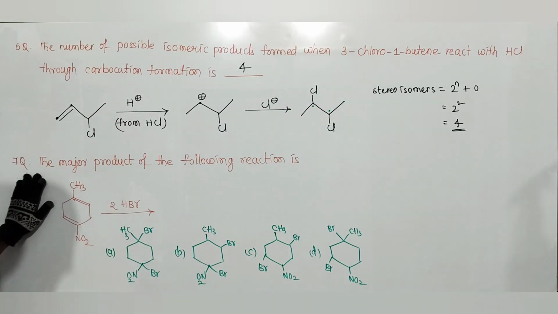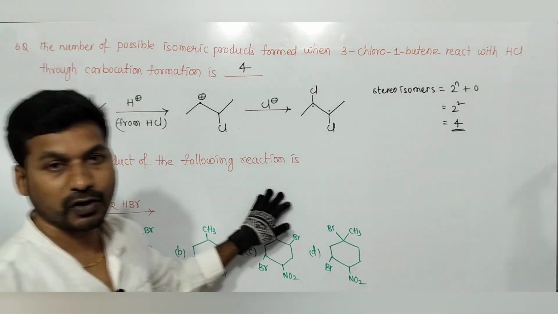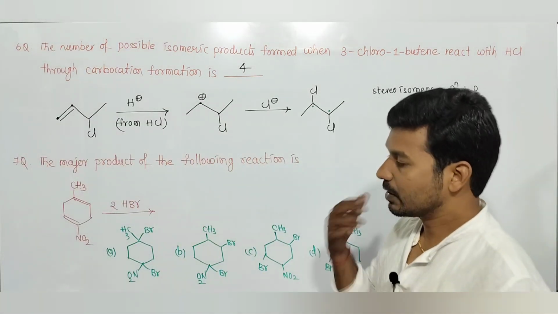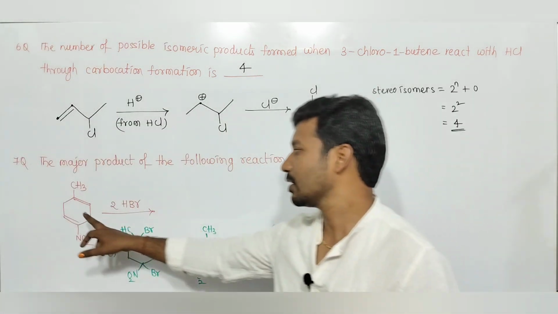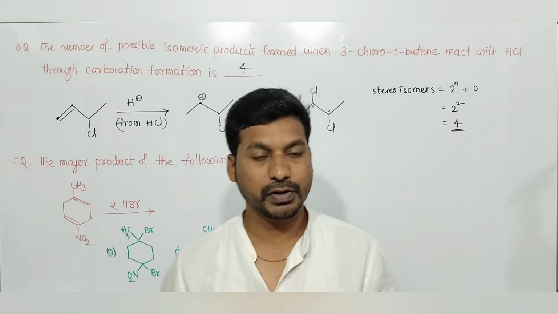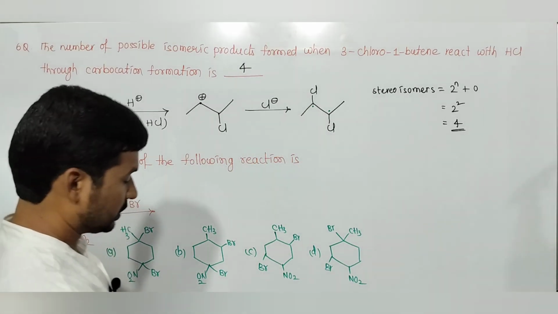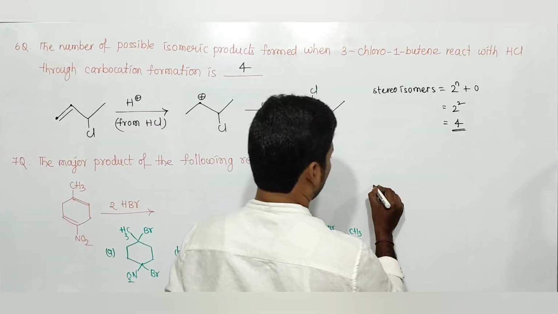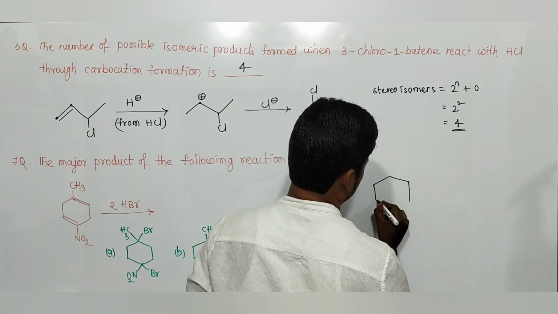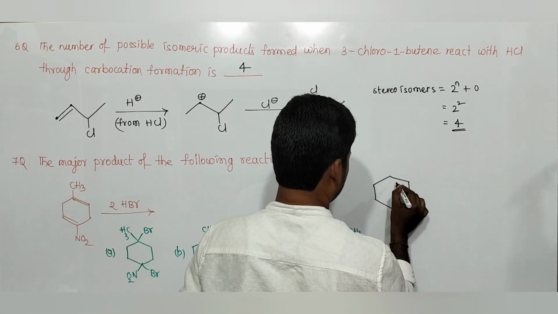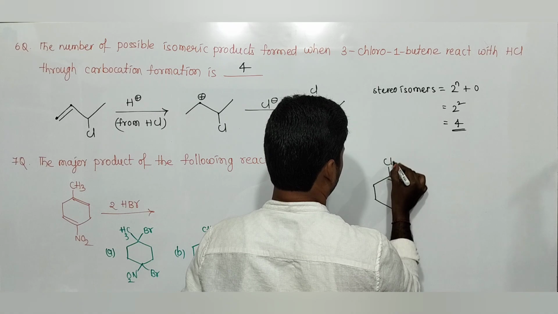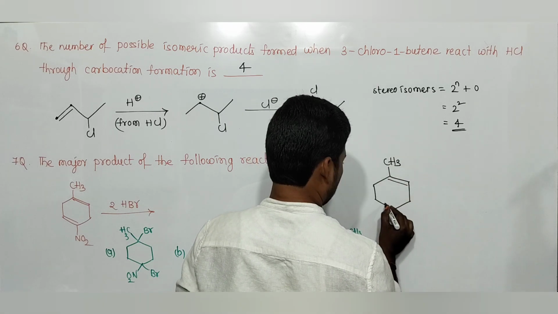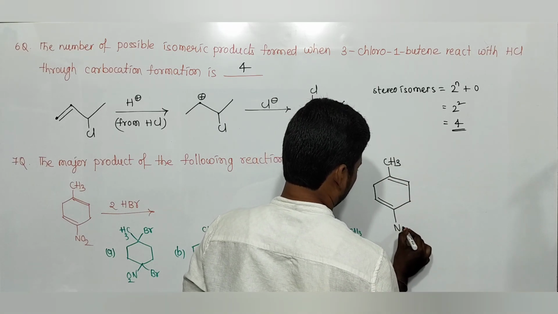Okay. So next question, the major product of the following reaction is. Major product of the following reaction, this is an alkene, addition of 2 hydrogen bromides. So for that alkene, addition of hydrogen bromide. What is the alkene? See there. So this is the alkene, here methyl group. Okay. Here alkene and NO2.